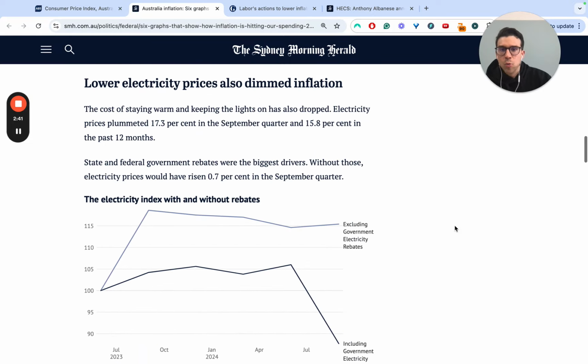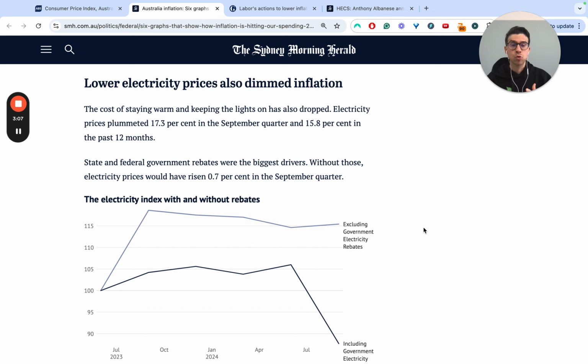Now, the second reason is also lower electricity prices are dimming inflation. Now note, this has more of an impact once again on headline, not underlying. So it's why the underlying hasn't shifted as much, right? Whereas the headline has. And this has largely been because of significant government expenditure, okay? In terms of government electricity rebates to really support families with cost of living relief.